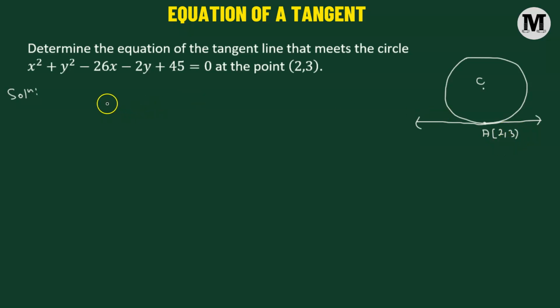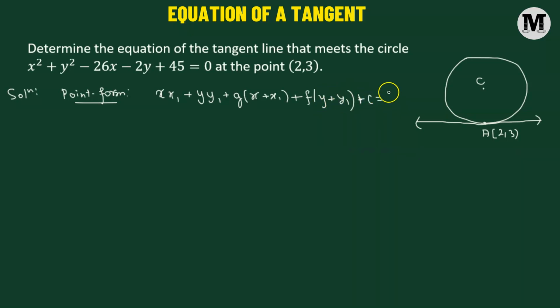Now, in order to find the equation of the tangent line, we are going to use the point form of a tangent line. The point form of a tangent line is given by the equation x times x1 plus y times y1 plus g multiplied by (x plus x1) plus f multiplied by (y plus y1) plus c equals 0. So that means using the given information, we'll have to find the values of the constants g, f and c as well as x1 and y1. So let's go step by step.